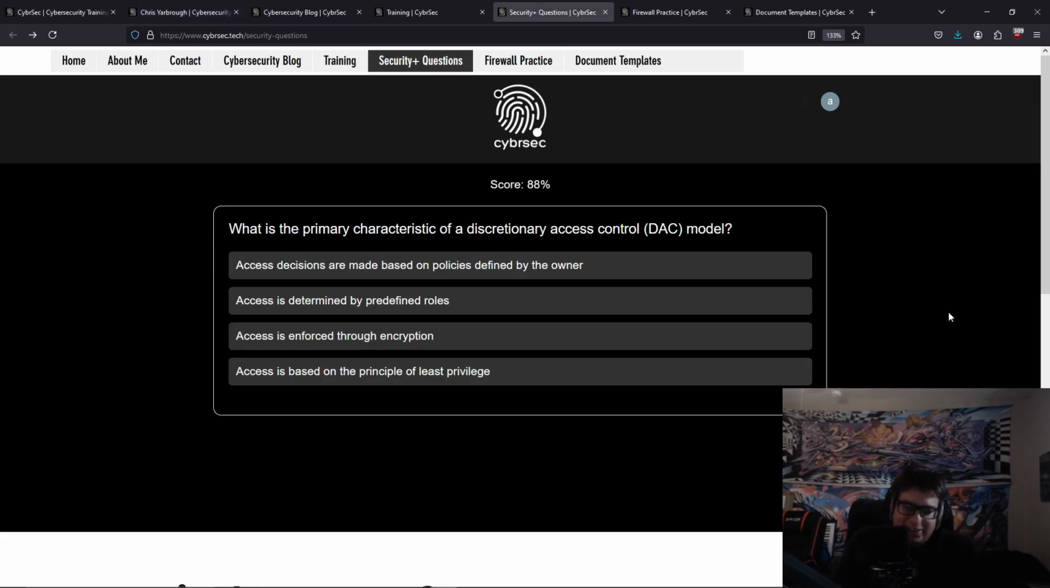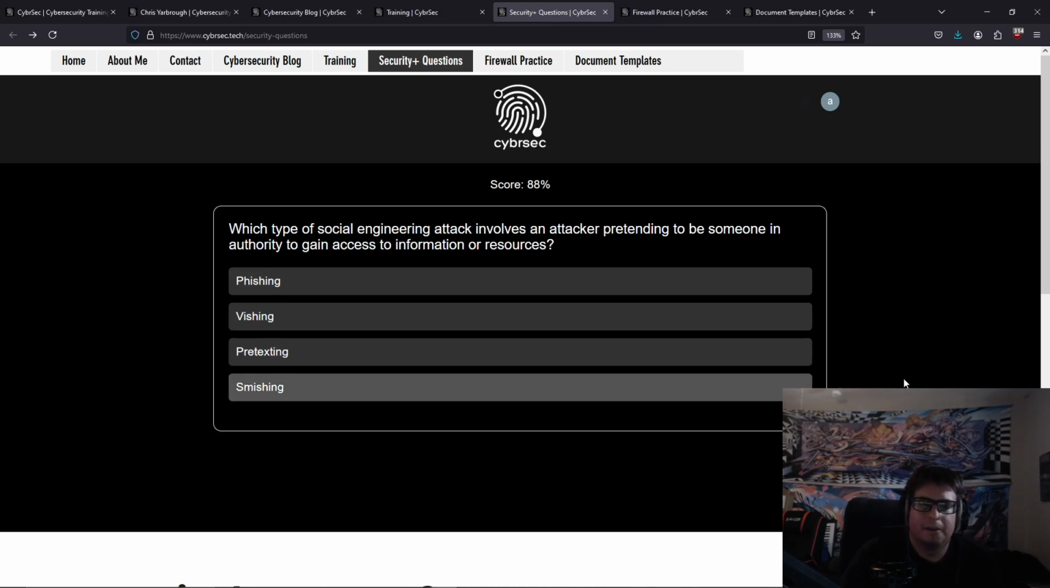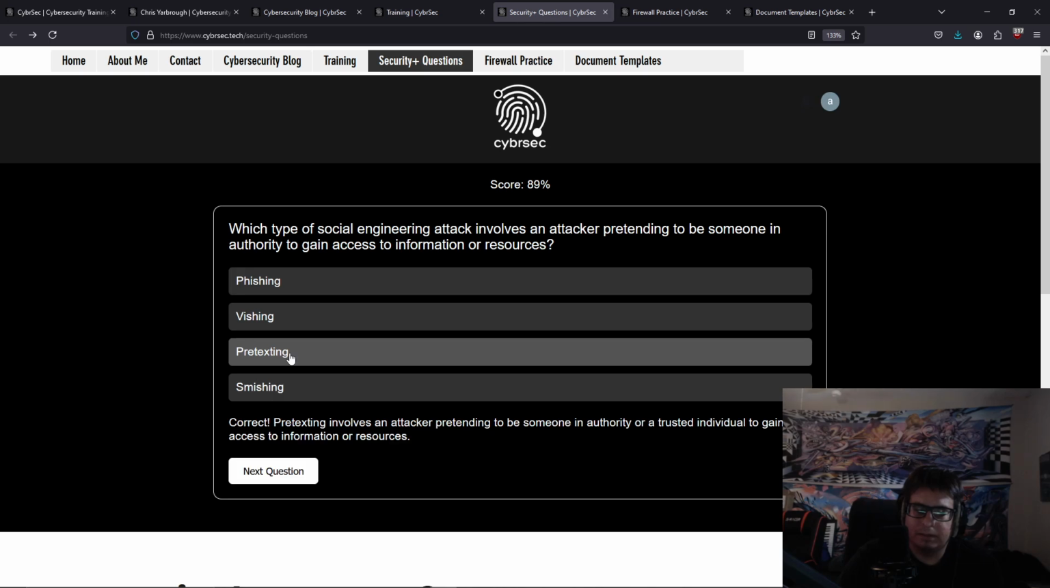What is the primary characteristic of a discretionary access control? So it's going to be defined by the owner. Correct. What type of social engineering attack involves an attacker pretending to be someone to gain access? Pretexting? Correct. Pretexting involves an attacker pretending to be someone.